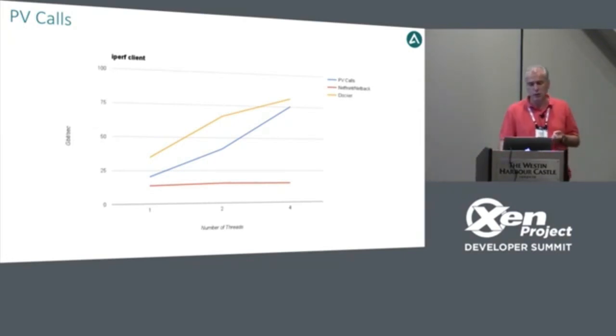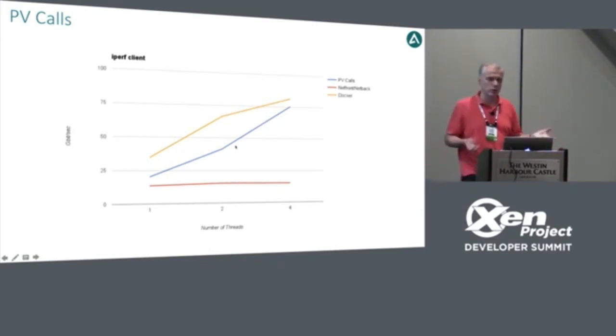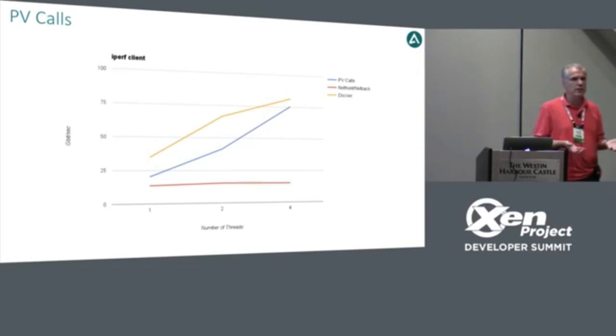So what this compares is the net front, net back type of implementation, that is the red line, with the Docker line, that is the orange line, and again with the PV calls line, that is the blue line. And what I mean by the Docker line is we essentially repeated the test assuming that the Docker container talks to the host without any virtualization in order to understand the difference.